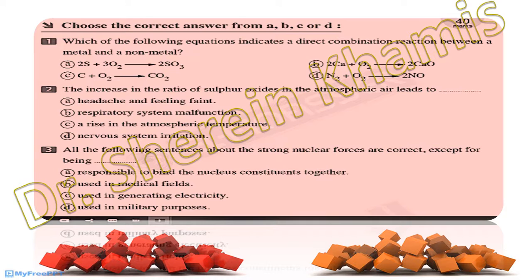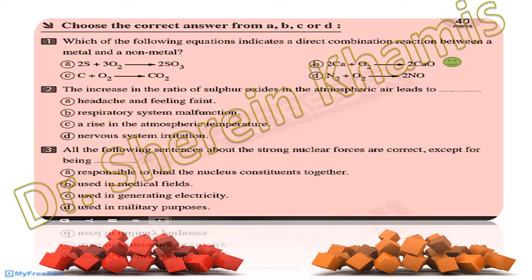The first one, sulfur and oxygen, are non-metal and non-metal. Calcium and oxygen, yes, it is the right answer. Carbon and oxygen, no, they are both non-metal. Nitrogen and oxygen, also both non-metal. So the right answer will be letter B. It is a reaction between calcium and oxygen. Calcium is a metal that reacts with oxygen, giving calcium oxide. Okay, let's go to question 2.